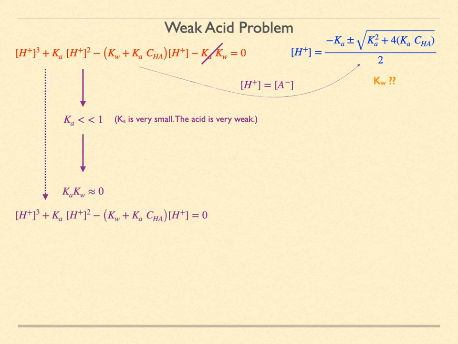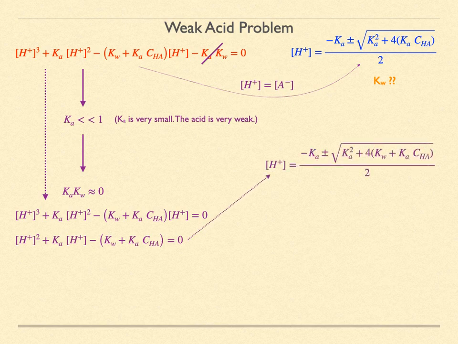Now we divide every term, including the 0, by H plus, and the equation now becomes quadratic. We can use the quadratic formula again here and see how this makes a small but meaningful adjustment to the quadratic equation we already use. We just add Kw to the Ka CHA term in the radical. This will indeed improve its mathematical behavior in the low H plus concentration range. But we are still looking for further simplifications that will nevertheless still have acceptable results.